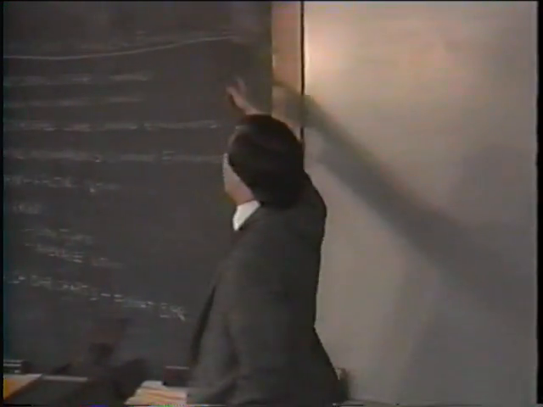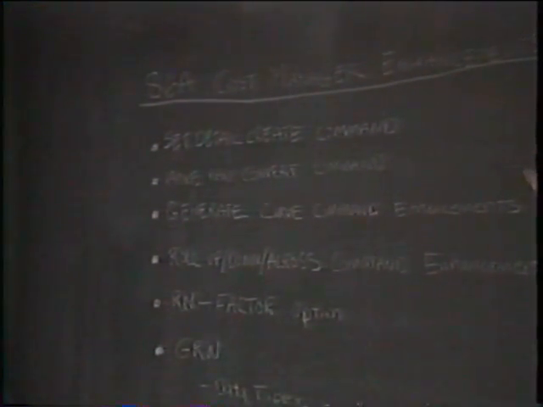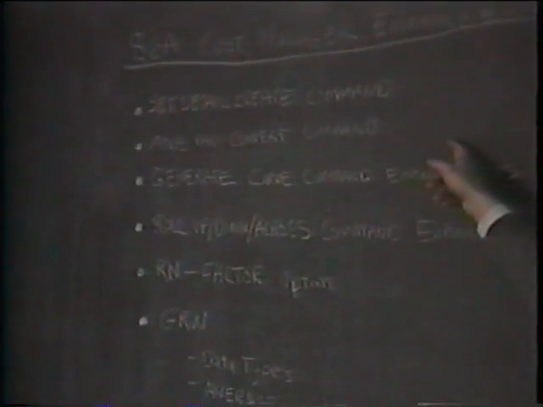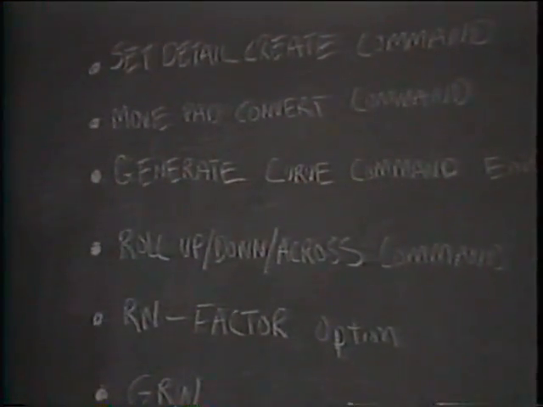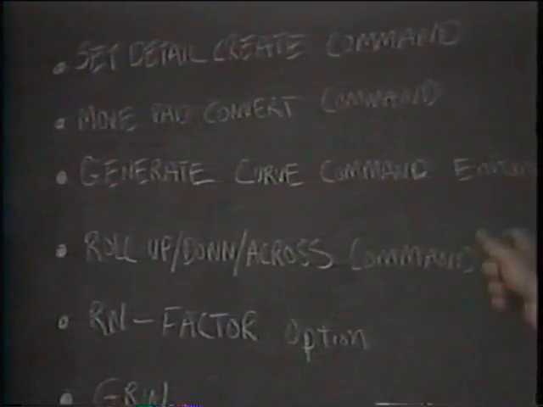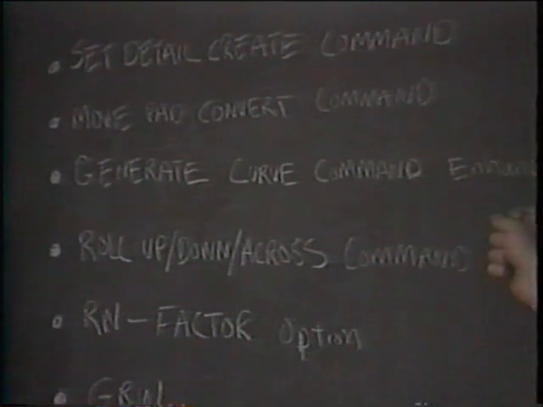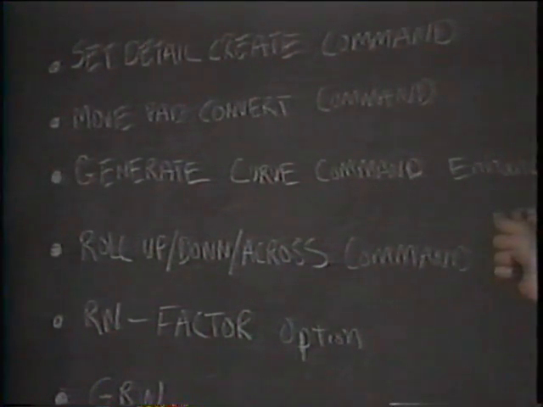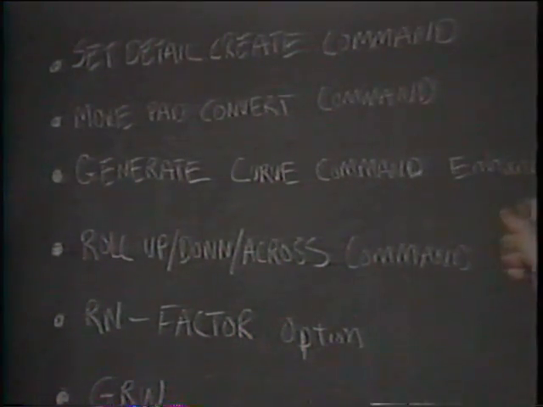Let me just run through the list quickly of things I'm going to cover. The set detail create command, which affects the cost account details capability of the cost manager. Movepad convert is a brand new command which relates to more accurate calculation of earned value, and it's particularly directed at the aerospace defense industry. Generate curve command is a relatively new capability, and we've added some refinements to the accuracy that you can bring to bear to that.